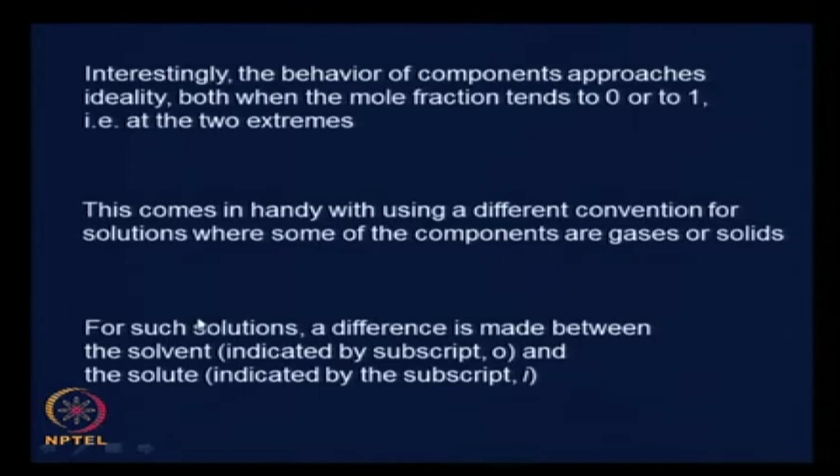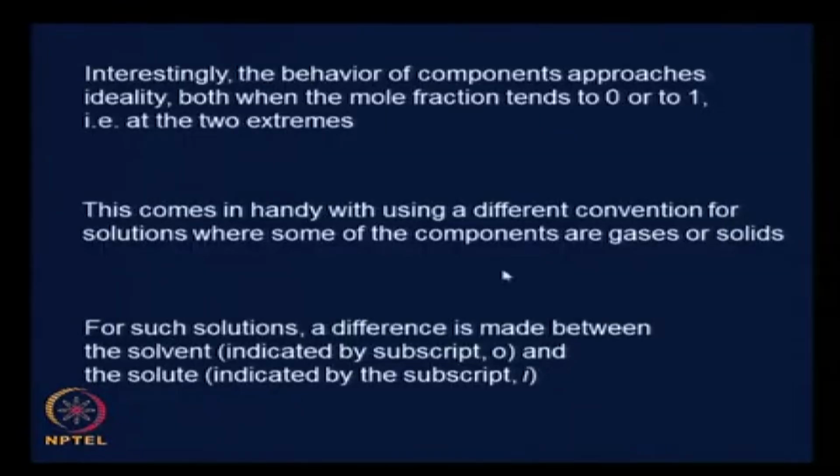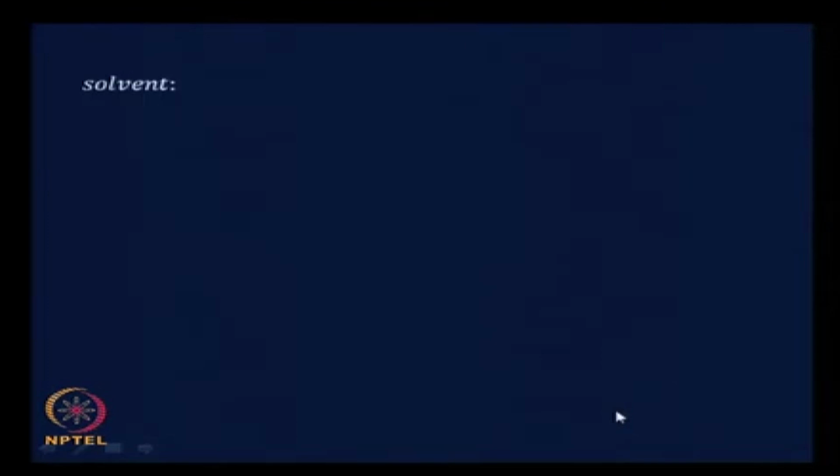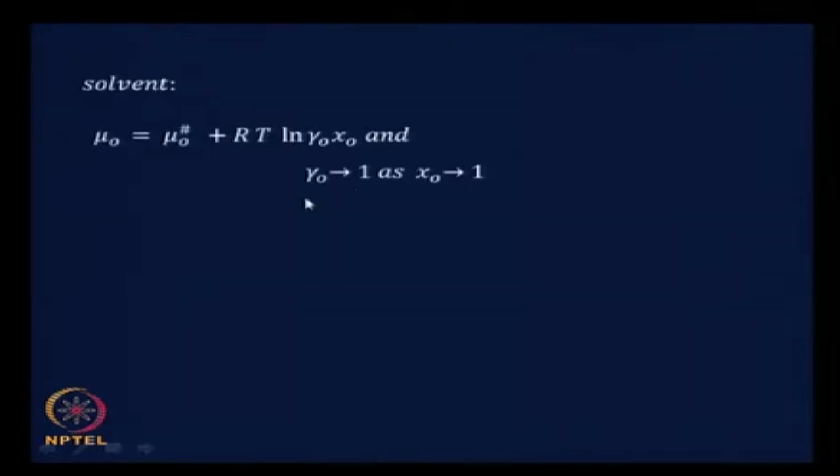This comes in handy with using a different convention for solutions when some of the components are gases or solids. For such solutions, a difference is made between the solvent. We write an equation for the solvent and another equation for the solute. For the solvent we indicate it by the subscript 0 or O, and for the solute we use the subscript I. For example, the solvent chemical potential is expressed as mu 0 equals mu 0 hash plus RT ln gamma 0 x 0, you can use O also, mu O equals mu O hash plus RT ln gamma O x O, and of course this needs completion, therefore gamma O tends to 1 as x O tends to 1.